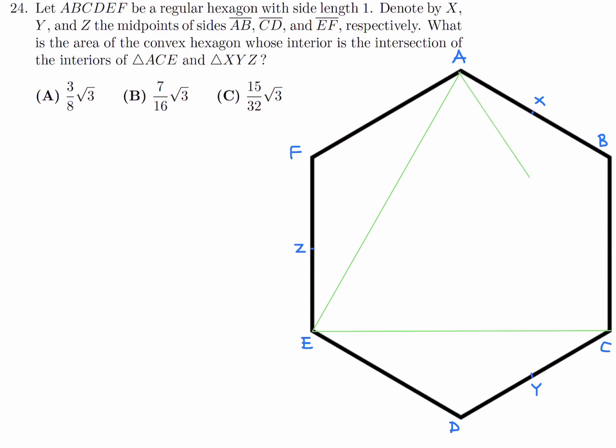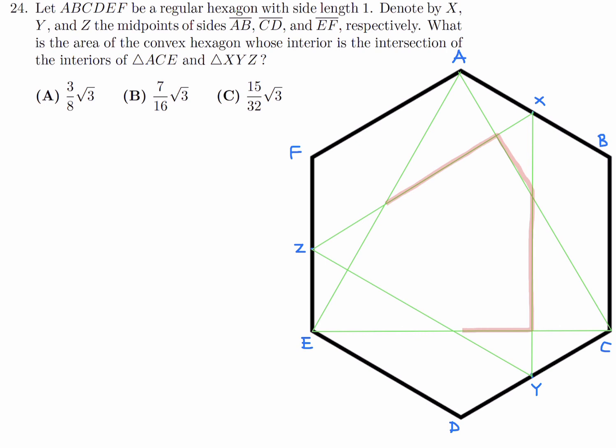And then the next triangle would be XYZ. So X, Y to Z, like that. And then now they're saying that the intersection is basically our area that we have to figure out the value of. And that would be this right here. This is that intersection that we have to figure out the area of. Well, how do we do that?